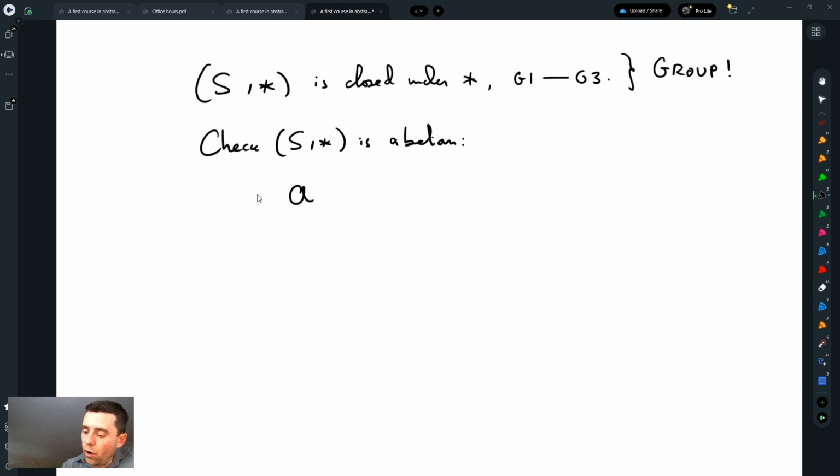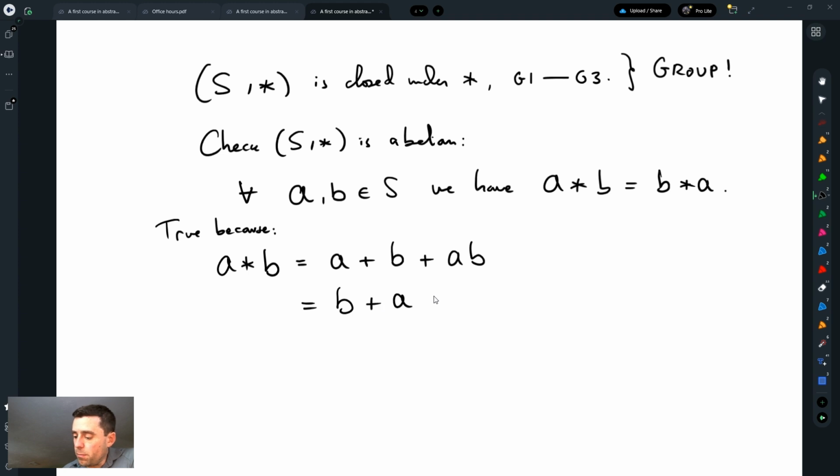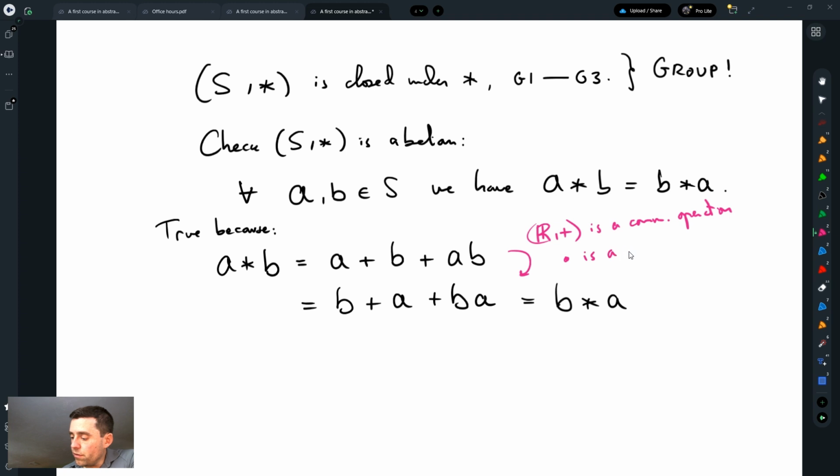Well, I need to check that for all A and B in S, we have that A star B is the same as B star A. Which is true, because A star B is A plus B plus AB, which is the same as B plus A plus BA, which is B star A. And from here to here, we've used the fact that addition is a commutative operation, and multiplication is also a commutative operation on the real numbers.